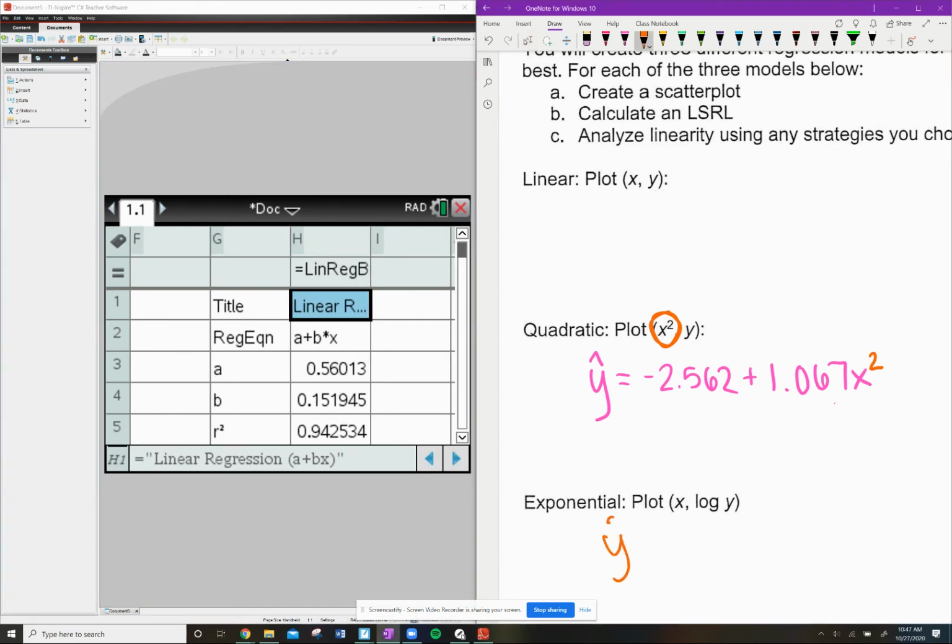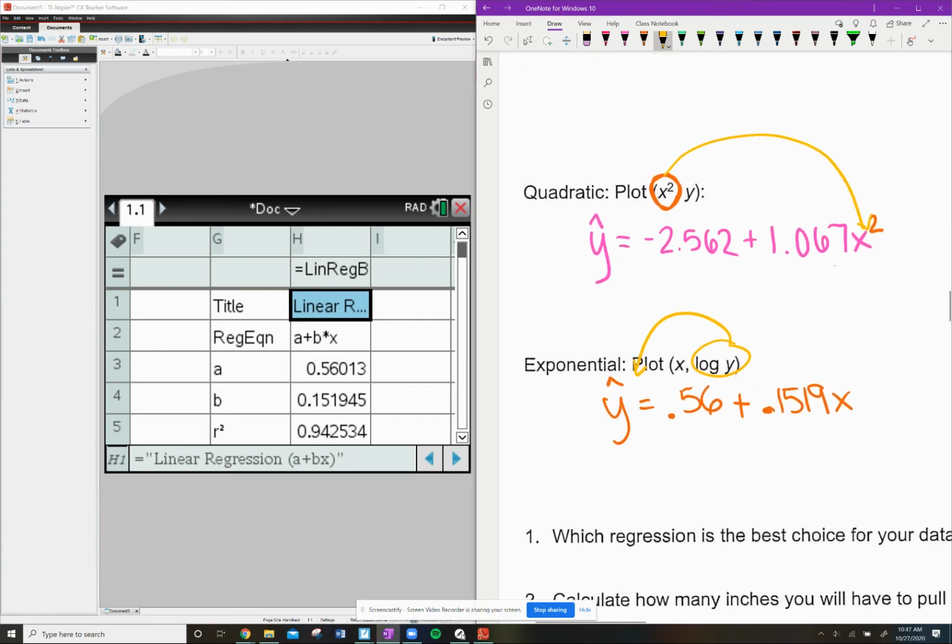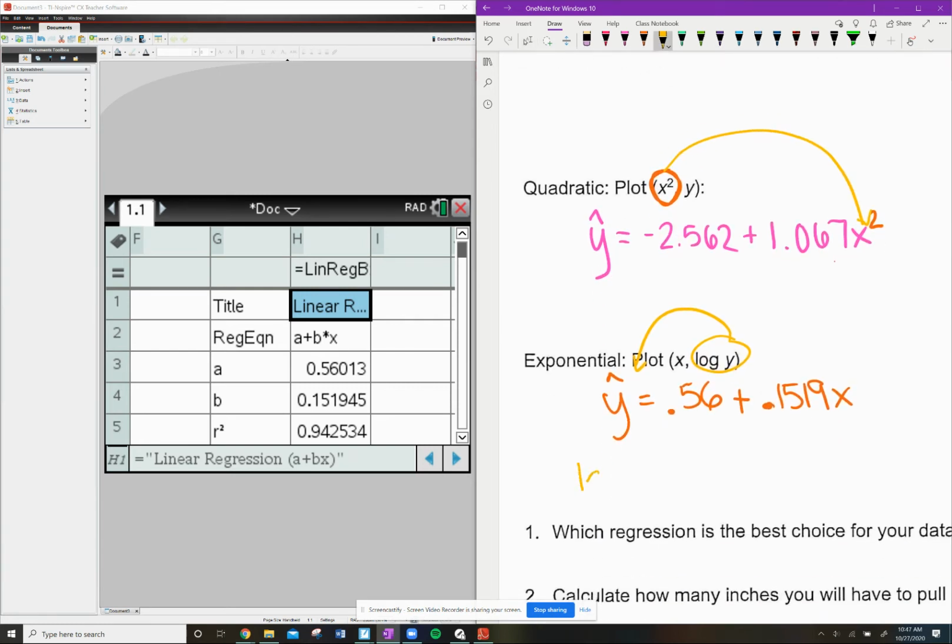So I have Y hat equals, my A value is 0.56, plus 0.1519x. And the difference here, just like in quadratic where we changed it from X to X squared, now we have to change from Y to log of Y. So this equation is actually log of Y hat equals, and then you can write the rest of your equation.